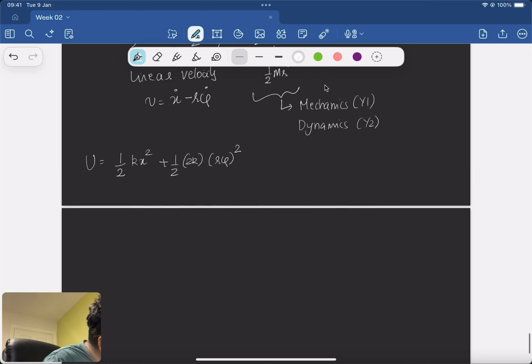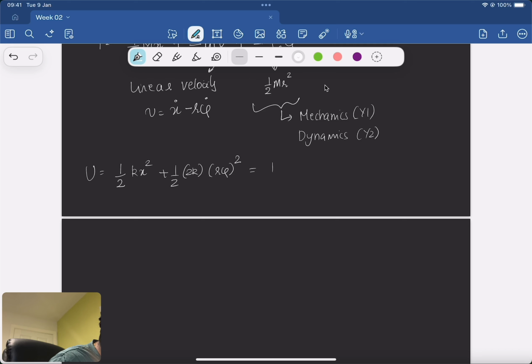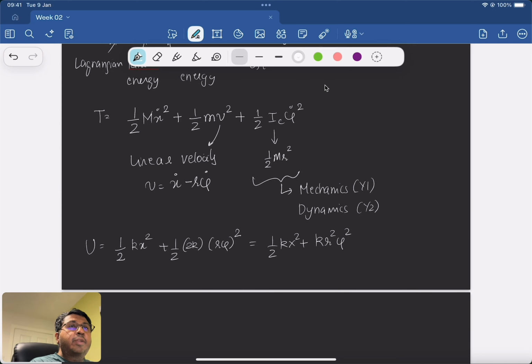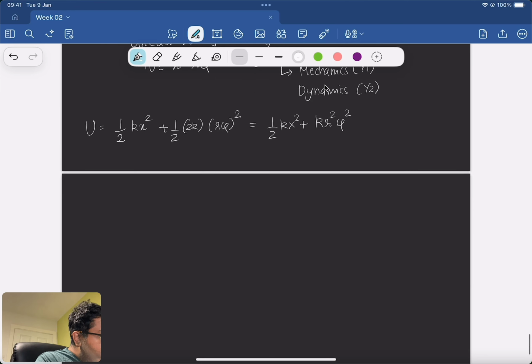So that would be nothing but half kx square plus, 2k, sorry, k into r square into phi square. Okay. So your two terms are related to our kinetic energy and our potential energy. And now we are going to go and write our Lagrangian, which is T minus U, and we are going to get each of these terms of the Lagrangian.